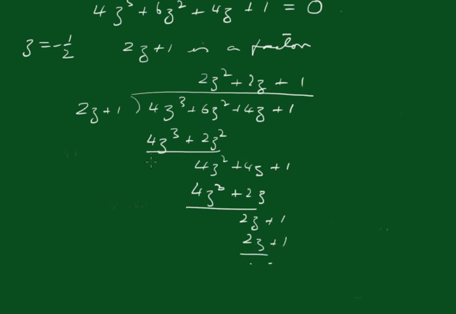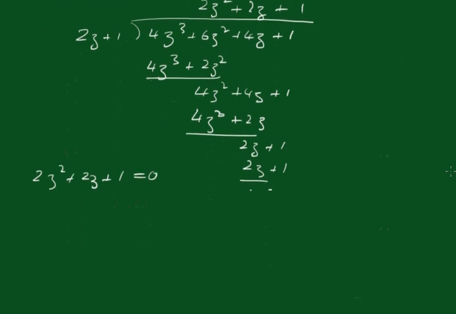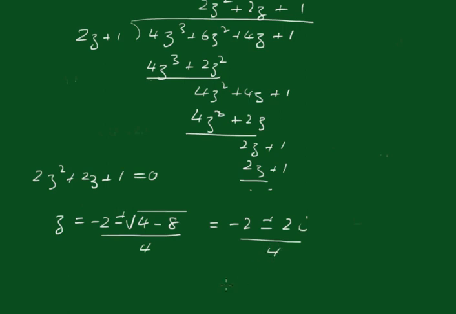Now, solving this, we get 2z squared plus 2z plus 1 equals 0. So that means that z equals minus 2 plus or minus the square root of 2 squared minus 8, that's 4 minus 8, all over 4, which equals minus 2 plus or minus 2i all over 4, which is minus a half plus or minus a half i as before.